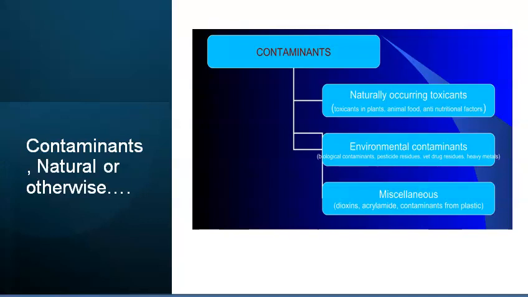There are also other naturally occurring toxicants present in plants and animals, and various environmental contaminants such as pesticide residue, drug residues, and heavy metals. Other contaminants include dioxins, acrylamide, and plastics.